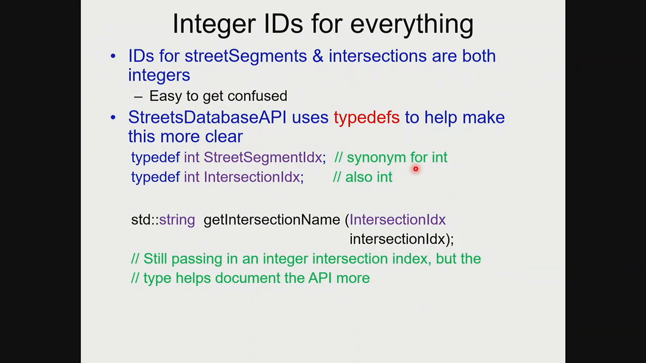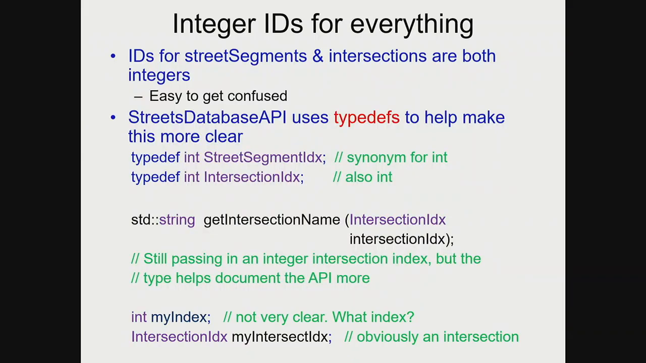Part of the code style that you're going to be graded on is to make sure that you are using the right type. This still passes the compiler. For example, if you write an int myIndex, and the reader comes and reads it, what is this index? Is it an index for an intersection? Is it an index for a street segment? We don't know. So that's why we make sure that you use the right typedef and the right variable name. You can write it as IntersectionIdx myIntersectionIdx. This is more obvious or more clear to the reader.